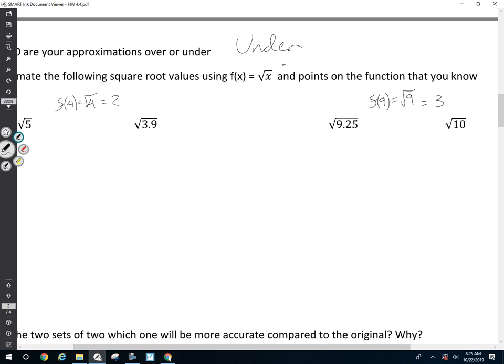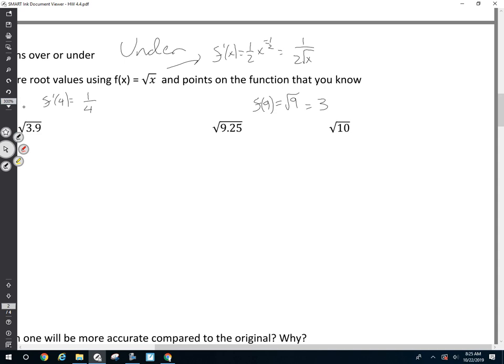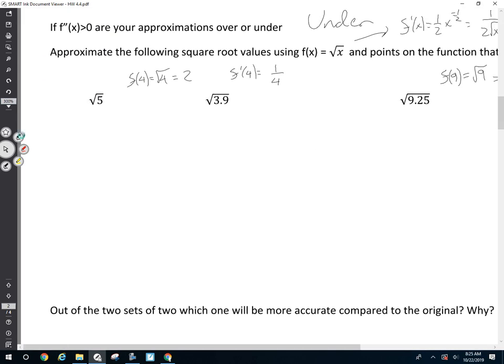Remember the tangent slope generator for root x is 1/2 x to the negative 1/2, or 1 over 2 root x. So f prime at 4 would be 1/4. Plugging in 4 into this, the denominator is 4. F prime of 9 would be 1/6. All right, so the equation of my tangent line that I'll use to approximate both of these values is y minus 2 equals 1/4 times x minus 4.